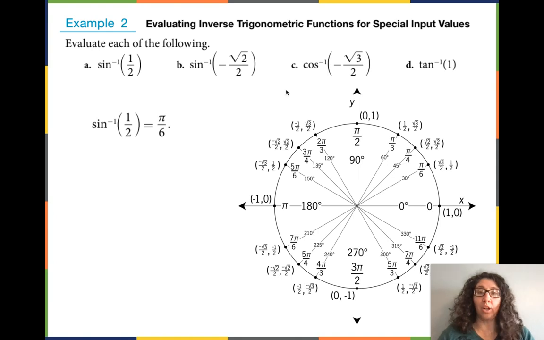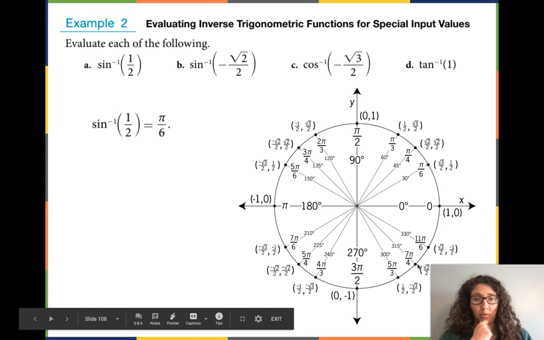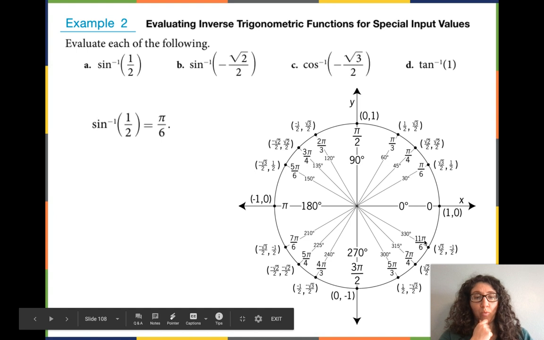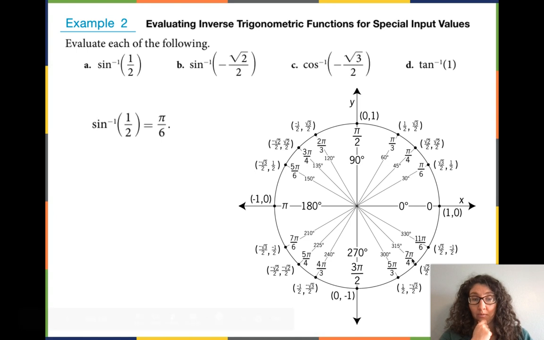Okay, sometimes it's a little bit trickier. What about the inverse sine of negative square root of 2 over 2? Let's think, what do we know from our table? Sine of what equals square root of 2 over 2? Well, sine of pi fourths equals square root of 2 over 2, right? How about negative square root of 2 over 2? That's down here, and our reference angle there would be pi fourths, right?